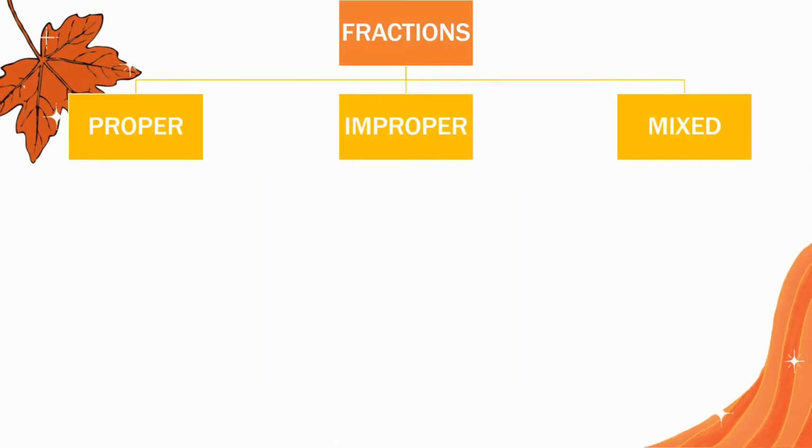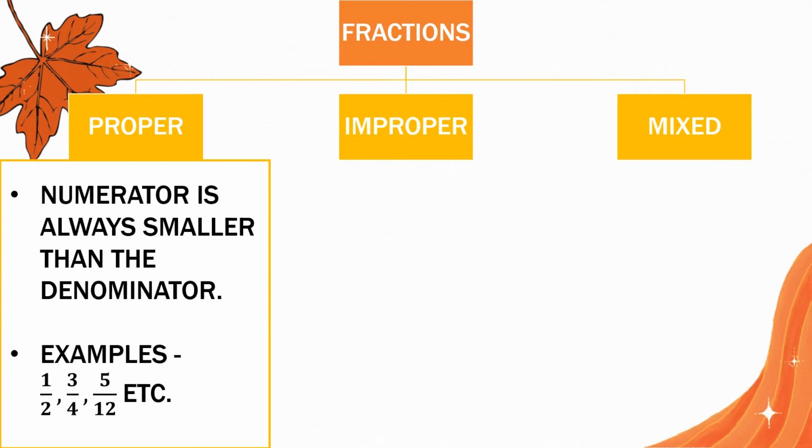Fractions are of three types: proper fractions, improper fractions and mixed fractions. Proper fraction. In proper fraction, numerator is always smaller than the denominator. Examples are 1 by 2, 3 by 4, 5 by 12, etc.